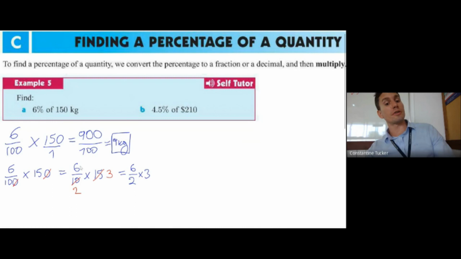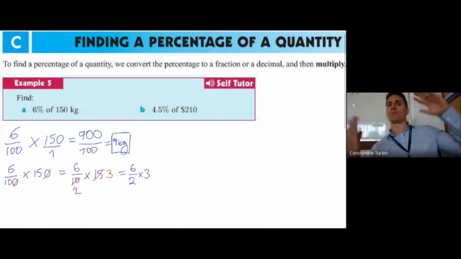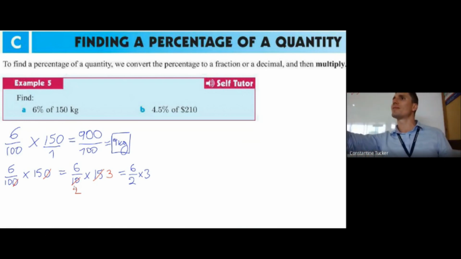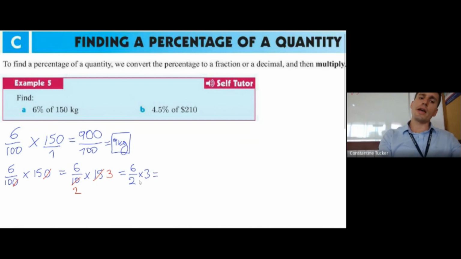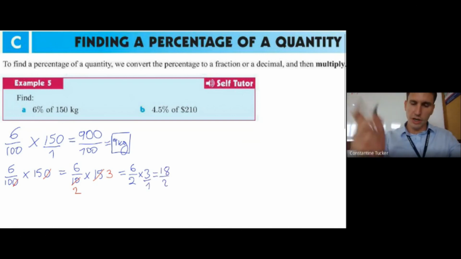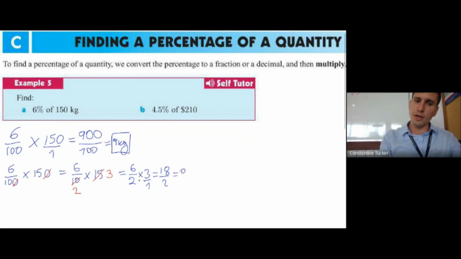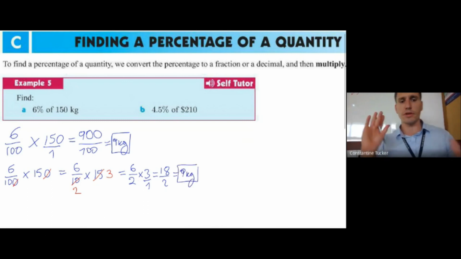Numerator with numerator, no, but denominator with numerator, yes. It's always the ones that are down and the ones that are up. You can simplify. And now 6 over 2 times 3. If you want to do it this way, you would say 18 over 2, which gives 9 kilos. In this case, it's kilos, so everything is kilos. Now, these would be a couple of methods.